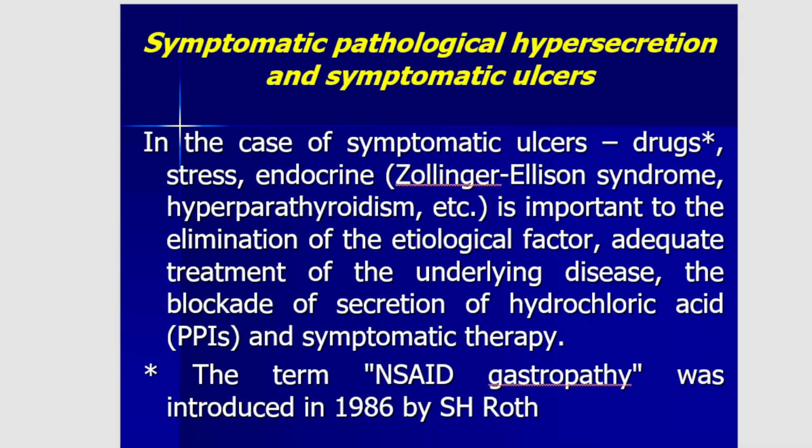In the case of symptomatic ulcers, caused by drugs, stress, endocrine causes, for example, Zollinger-Ellison syndrome, hyperparathyroidism, etc., the most important is elimination of the etiological factor, adequate treatment of the underlying diseases, and blockade of secretion of hydrochloric acid, using proton pump inhibitors or H2 histamine blockers.